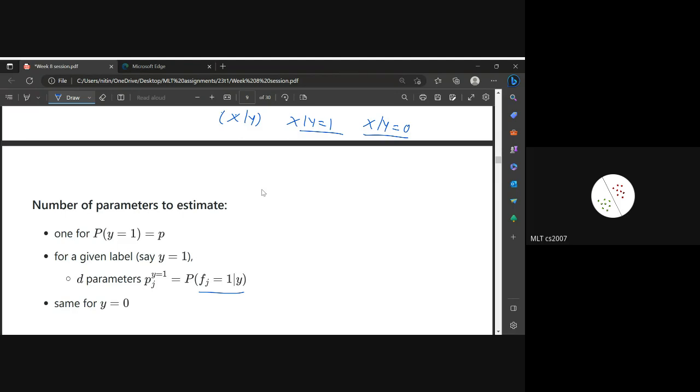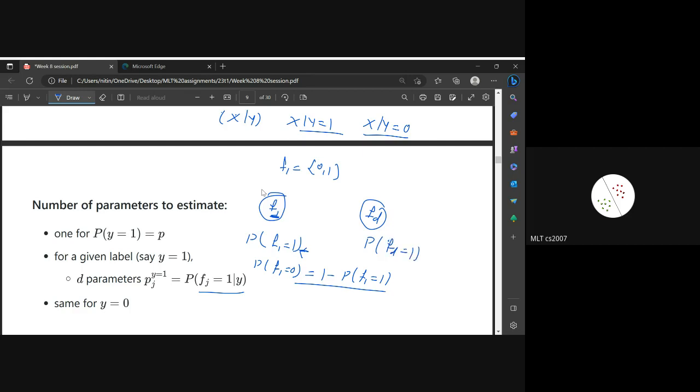Now let's say the features are f1 to fd, right? F1 can take values 0 and 1. So if I know the probability that the first feature takes value 1, then I know the probability of f1 taking value 0 is just 1 minus p of f1 equal to 1, right? So I need to estimate only this one value for this distribution. And similarly for fd, I need to know the probability that the d-th feature takes value 1. Similarly for all d features, I need to find only one value each.